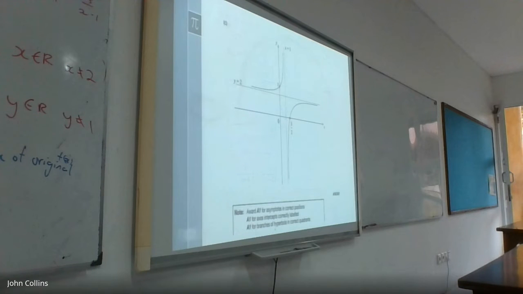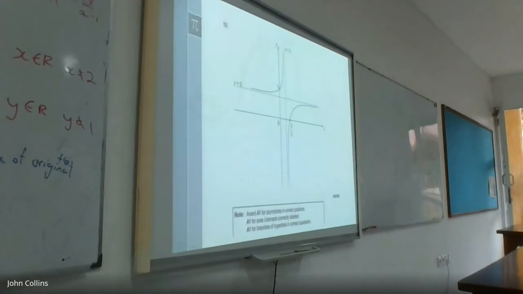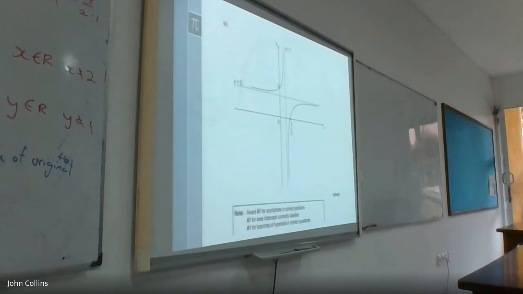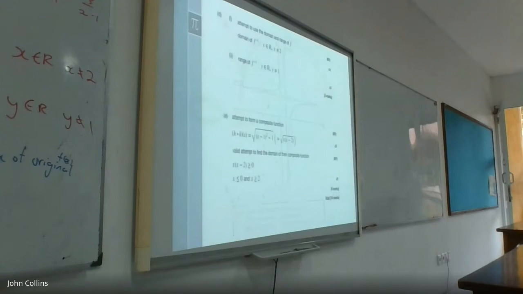It's interesting that for the method marks, you need to have an asymptote. You need to have your axis intercepts, so those roots, and you would need to have the correct shape or branches of the hyperbola. That's the name of the shape, in the correct quadrants. So just in the correct top left, bottom right. Yes, full marks. That's just an interesting aside. And did we get that one right? Yes. Okay, got that one right.